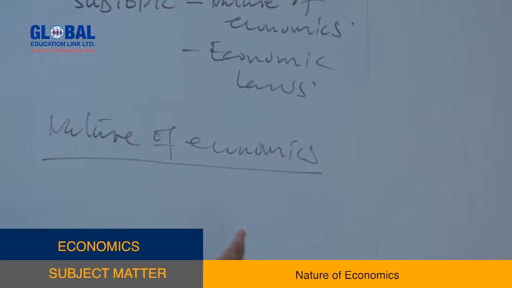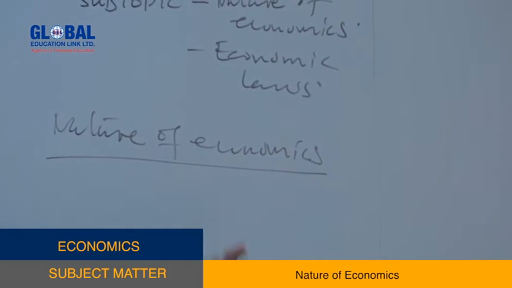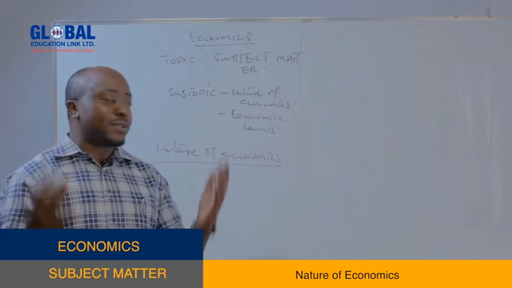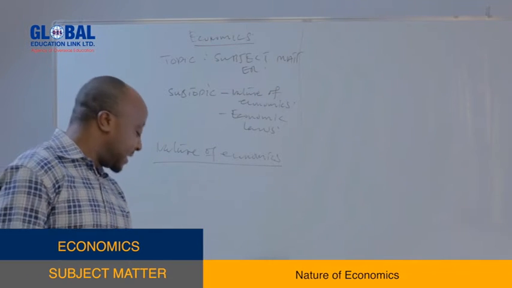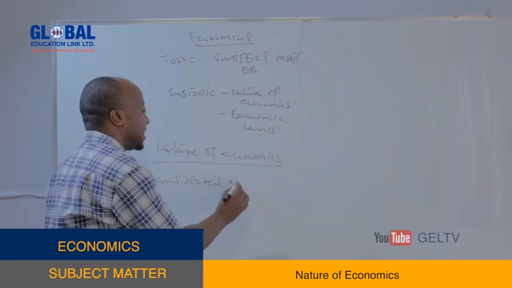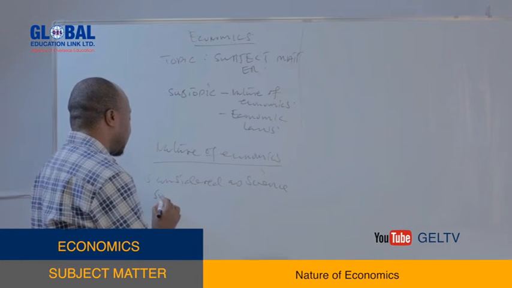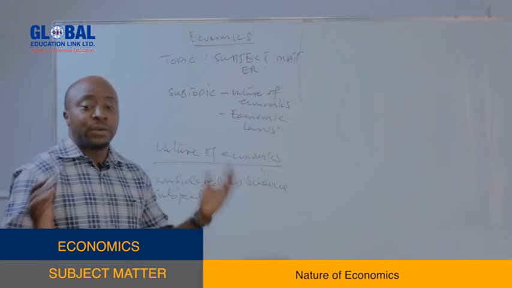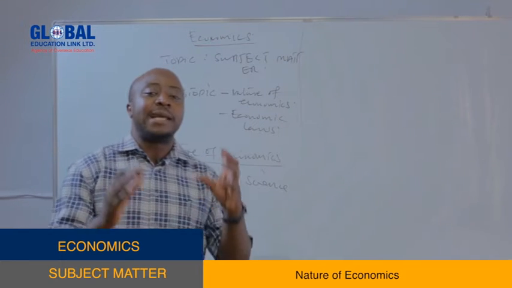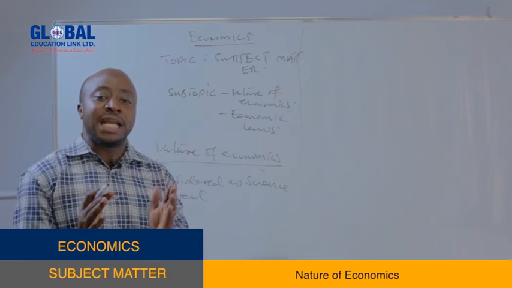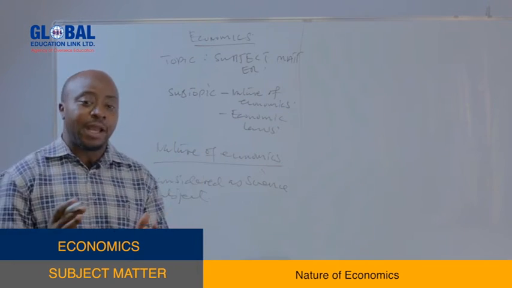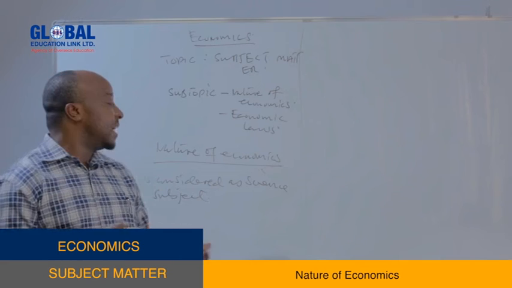Having seen, or recalling from the class, the nature of economics, some economists consider economics as a science subject, and they give their reasons as to why. When we speak of science, science is a body of knowledge which is systematically analyzed or studied. So a science is a body of knowledge, or you can say a discipline, which is systematically studied or analyzed.